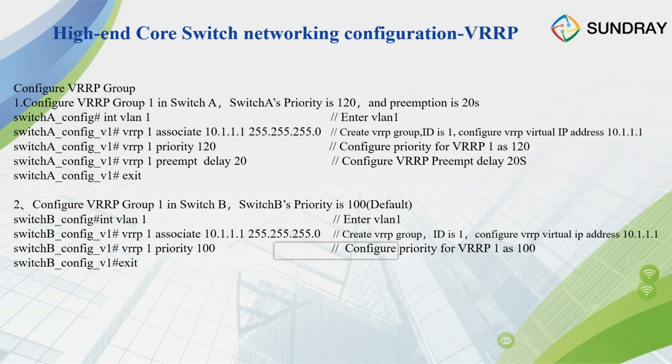First, let's see the configuration of the VRP. You go to the configure mode and go to the interface. In this interface, you configure the VRP's virtual IP address, the VRP priority, and then the preempt delay. The first one has the higher priority, the second one has the lower priority, and then they have the same virtual IP address. So the configuration is finished, and this is the VRP.